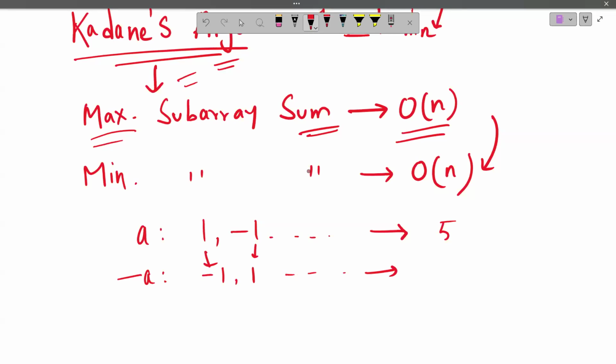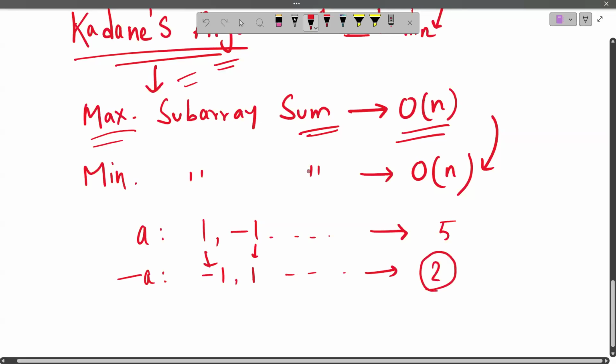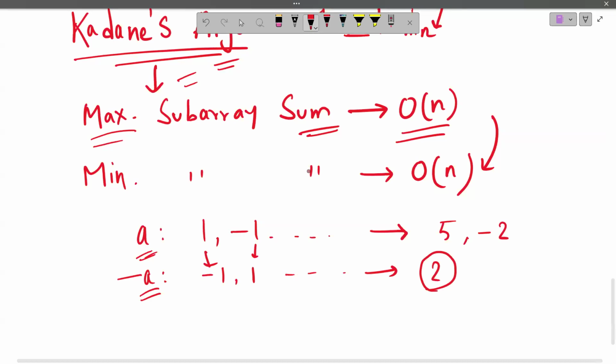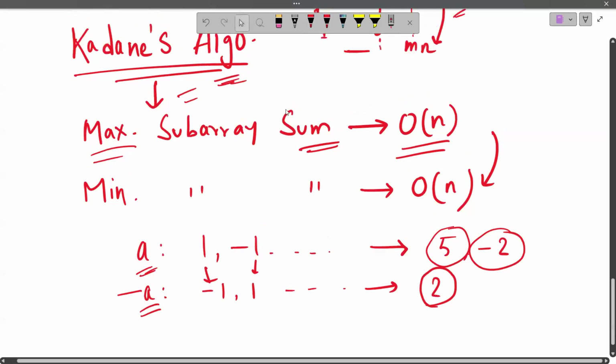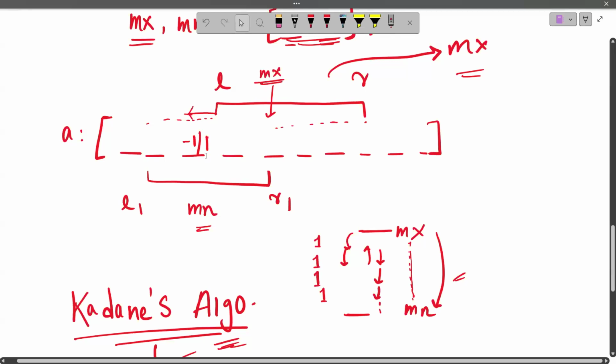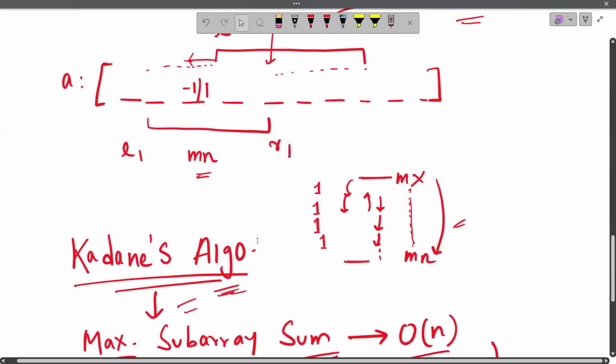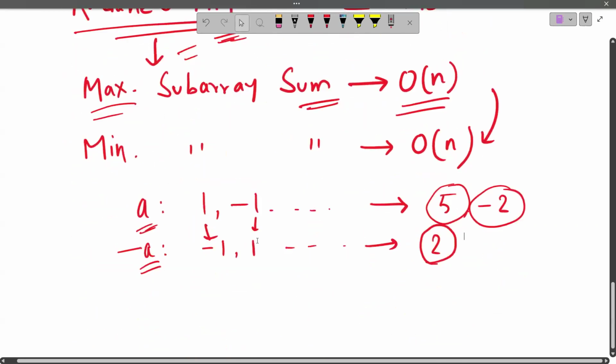So you get the maximum subarray sum, which is 2. So you know the maximum subarray sum on this minus A array is 2. That means the minimum subarray sum of the A array should be -2. So using this, invoking just Kadane's algorithm, you can compute the maximum value and the minimum value. And this would help you reach a solution whenever the array is constructed of -1s and 1s, then you can simply invoke Kadane's algorithm and find the solution.